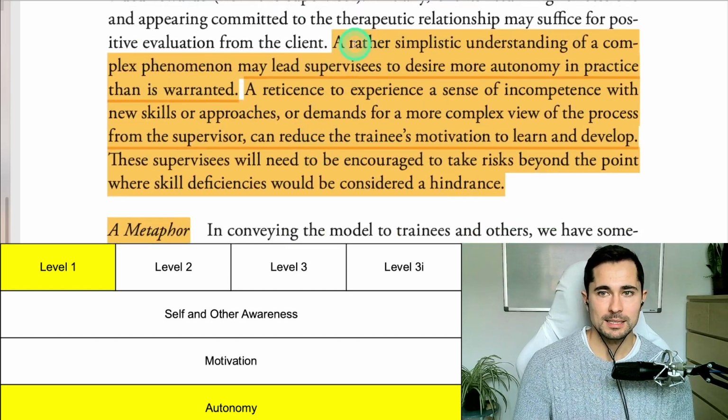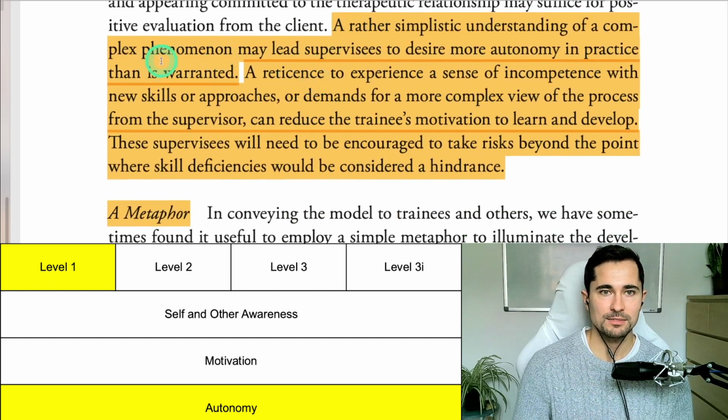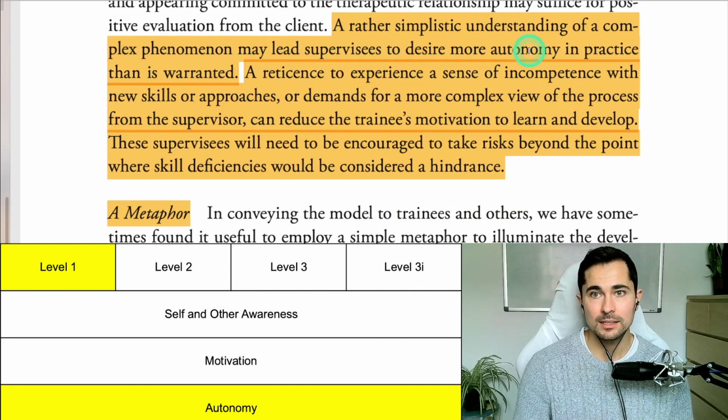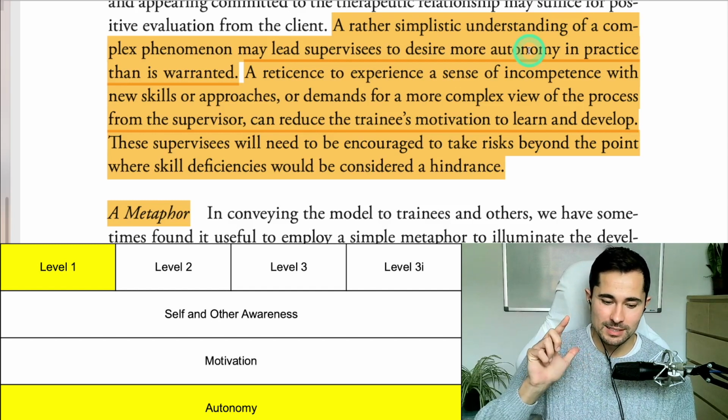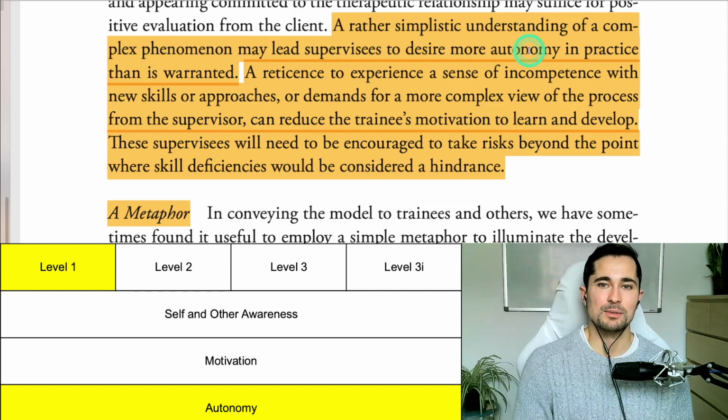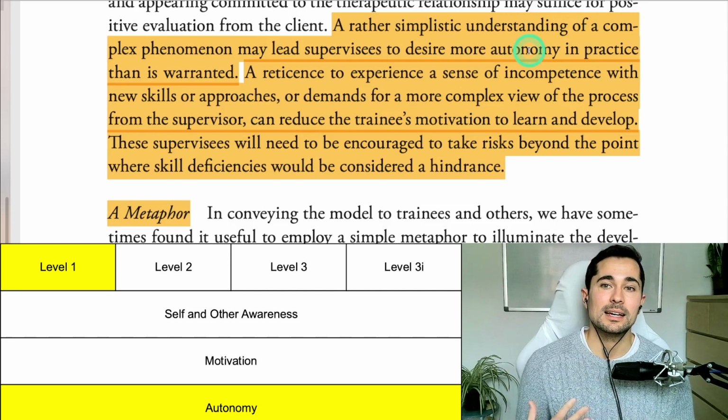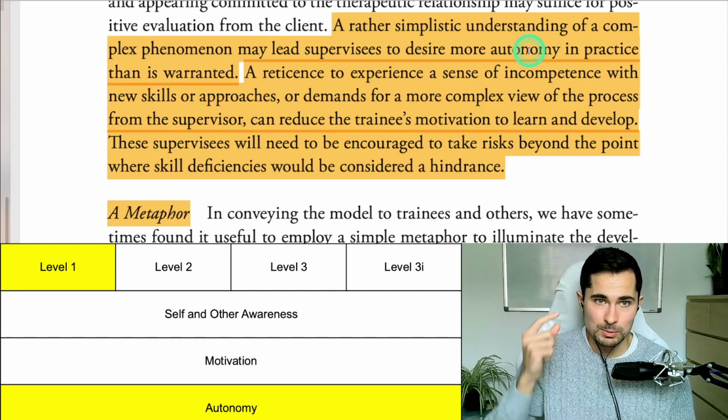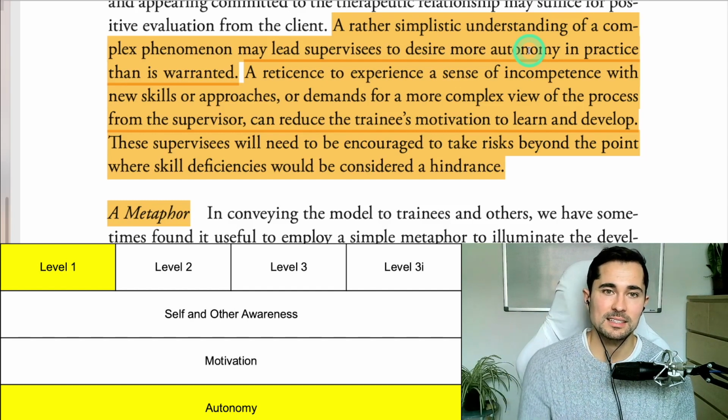A rather simplistic understanding of a complex phenomenon might lead supervisees to desire more autonomy in practice than is actually warranted. So sometimes we might get ahead of ourselves and feel like we want more autonomy than actually would be helpful right now because we've got an overly simplistic understanding of the way things work.